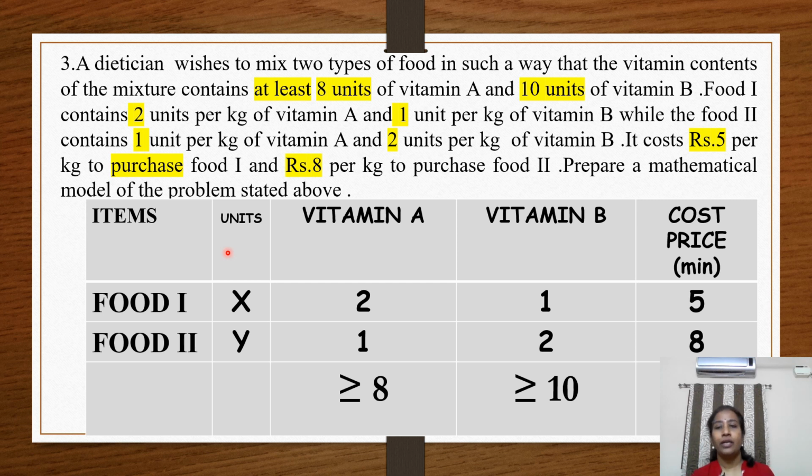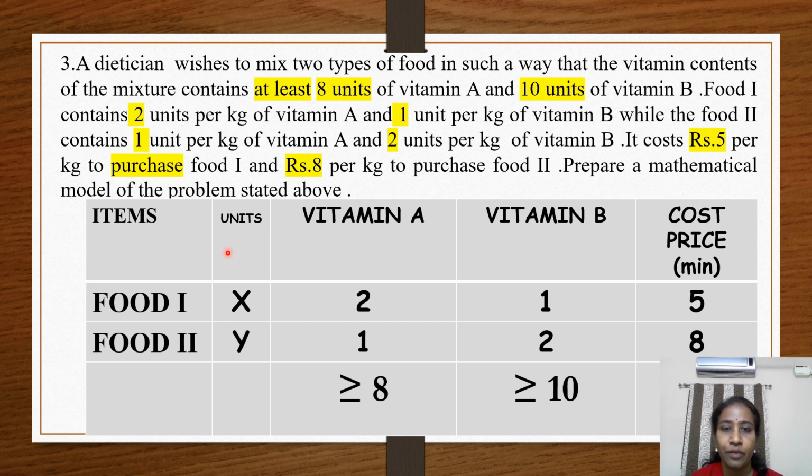Okay, now we are dealing with two food products. One is food 1 and the other one is food 2. So we have two variables in the LPP. And then vitamin A and vitamin B are given. And then the cost price of food 1 and food 2 is given. Now, since the cost price is given, we are trying to minimize the cost price, because only when we minimize the cost price will the profit be more.